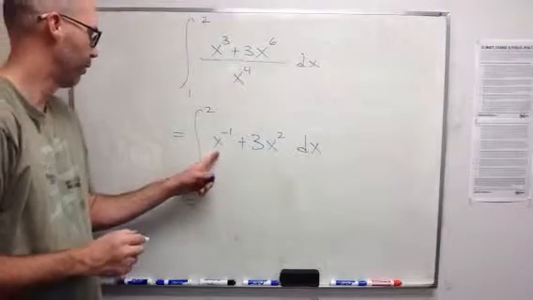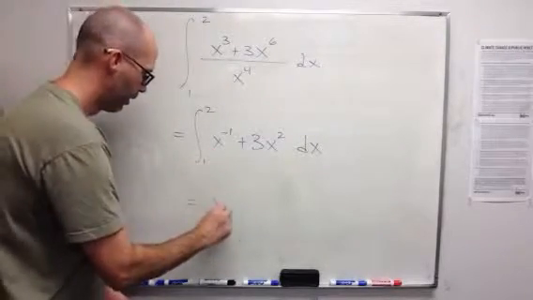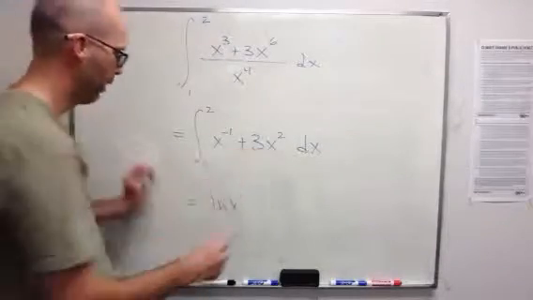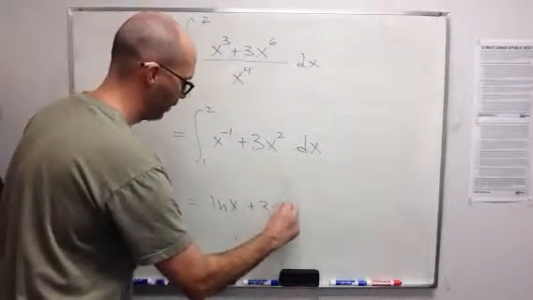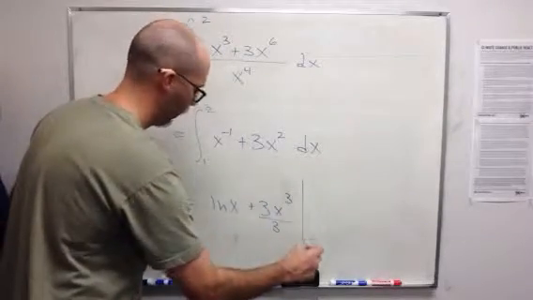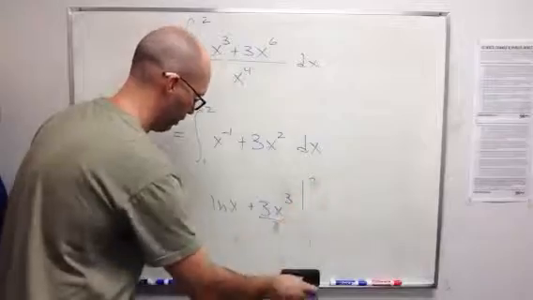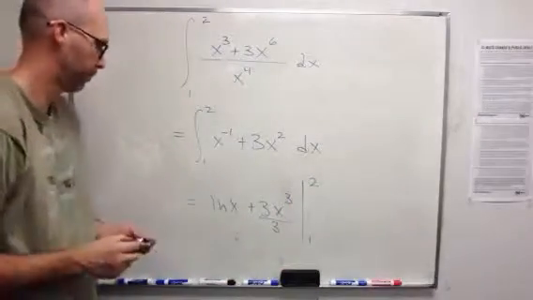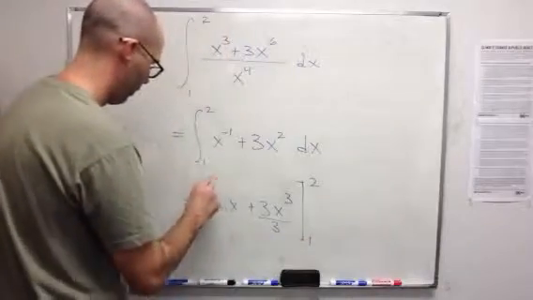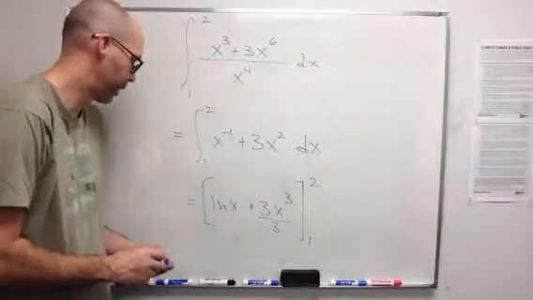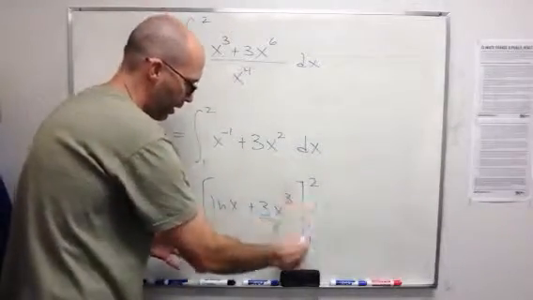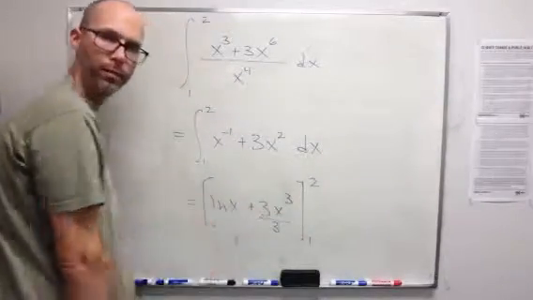Take the antiderivative of x to the negative 1, that's ln x. Antiderivative of 3x squared, 3x cubed over 3, evaluated from 1 to 2. You may like that notation better, because it really shows us that this and this are applied to the whole thing.